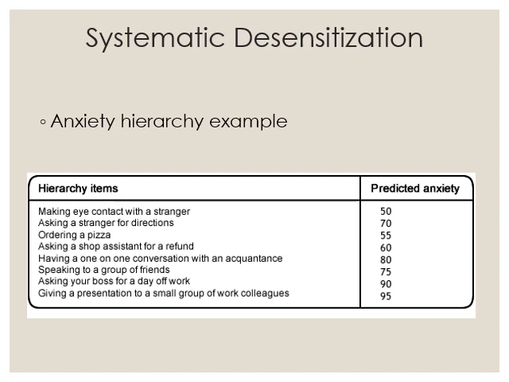And so in the hierarchy items, the patient and the therapist would move through these items together, and the patient would start with making eye contact with a stranger. So they would imagine themselves in the situation of making eye contact with a stranger, at the same time performing relaxation techniques. And once they were able to imagine that while relaxed, they would move on to the next one, asking a stranger for directions, and the same process would be repeated until hopefully over a number of sessions they could imagine themselves giving a presentation to a small group of work colleagues, the one at the bottom, without feeling too much anxiety.